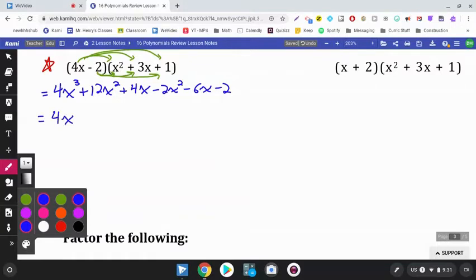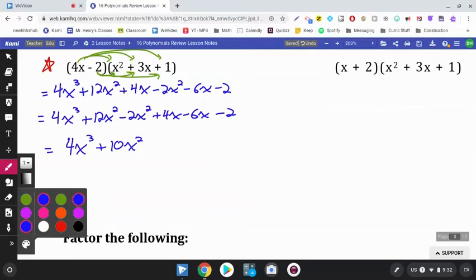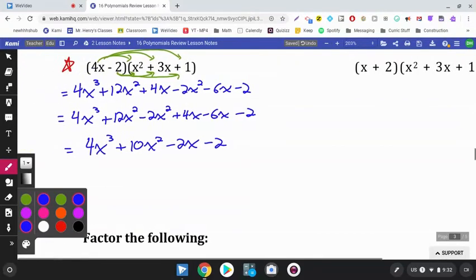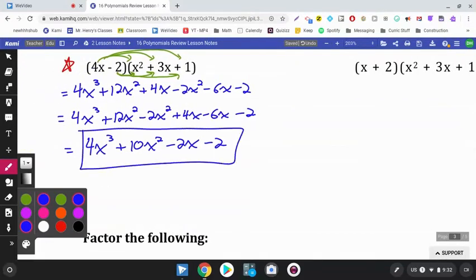From here, I can gather my like terms. 4x cubed, that's the only x cubed. Now I gather the x squared. It's 12x squared minus 2x squared. Now the x is plus 4x minus 6x. And finally, your constant of minus 2. So I gathered the like terms, and now I can combine them. 12x squared minus 2x squared, that's just 10x squared. 4x minus 6x, you end up at negative 2x. And you have your constant of negative 2.